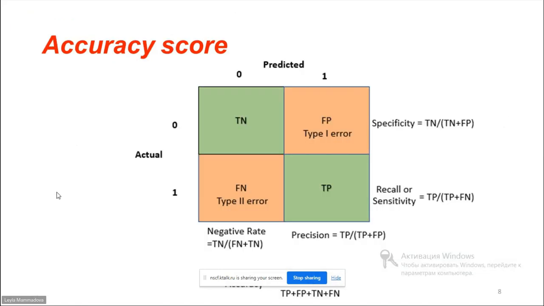In our experimentation, I use accuracy score to evaluate the results. Accuracy score can be easily described using the confusion matrix terms such as true positive, true negative, false positive, and false negative. Accuracy score is calculated by dividing the number of correct predictions by the total prediction number.